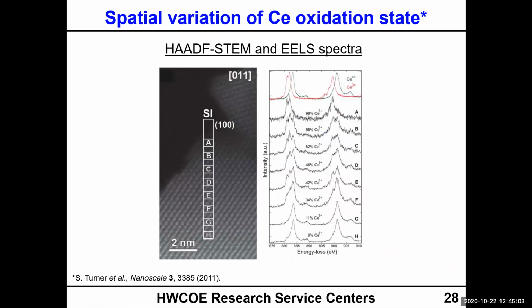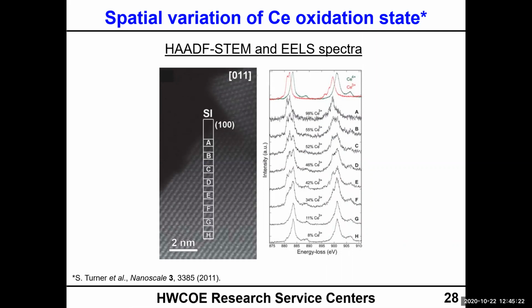So the other thing that EELS gives you that you don't get with EDS is oxidation state or fine structure analysis. So if you want to learn, for example, if your atoms are, say, doubly ionized or triply ionized, you can't do that with EDS, but you can do it with EELS.